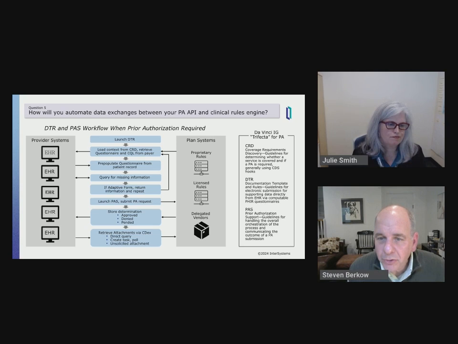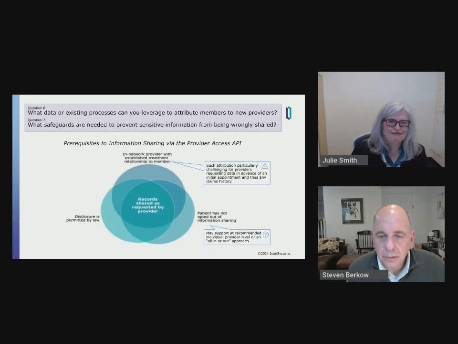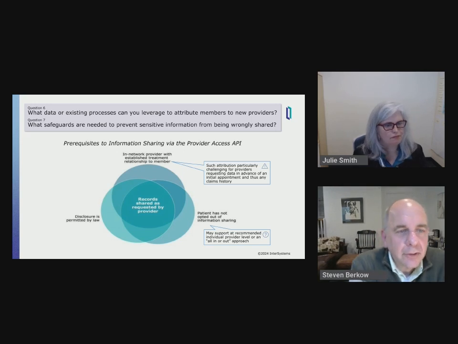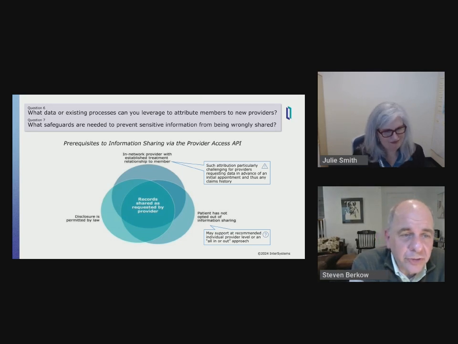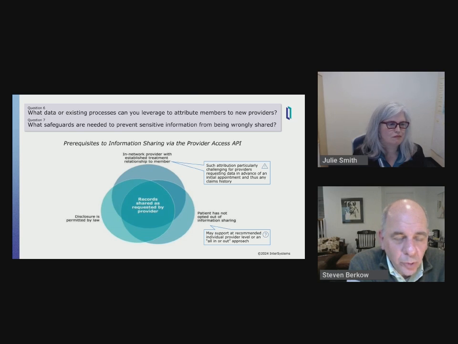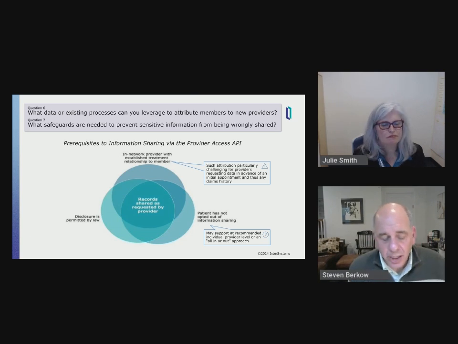I think we just have 2 more operational questions. Okay, question 6. So moving back from prior authorization to provider access API in particular, question 6, what data or existing processes can you leverage to attribute members to new providers? Question 7, what safeguards are needed to prevent sensitive information from being wrongly shared? So again, we're just trying to call out things you should think about now, keeping the list short, which our clients have asked us to do.